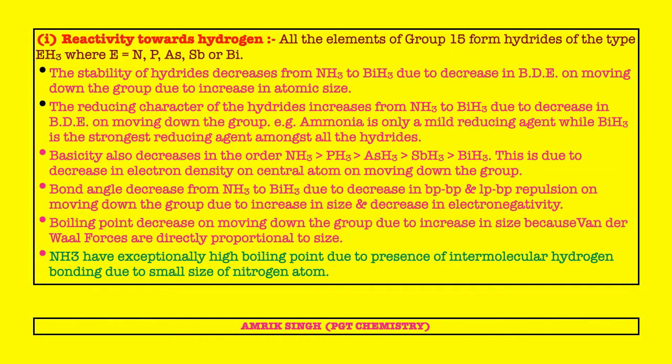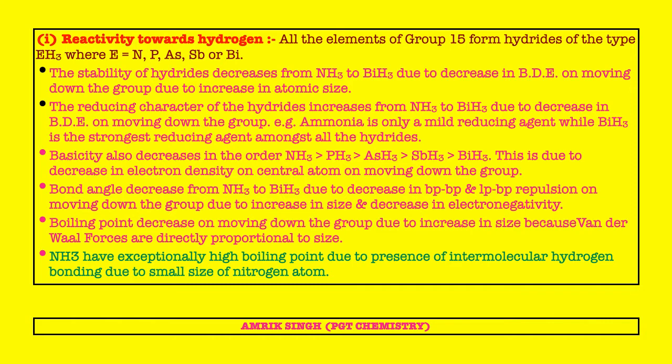Boiling point increases on moving down the group due to increase in size, because van der Waals forces are directly proportional to size. डाउन द ग्रुप जाते हैं बॉइलिंग पॉइंट बढ़ता है. क्यों बढ़ता है? क्योंकि डाउन द ग्रुप साइज बढ़ेगा. साइज बढ़ेगा तो एटॉमिक मास भी बढ़ेगा. तो एटॉमिक मास के बढ़ने से वैन डर वाल फोर्सेस बढ़ जाती हैं क्योंकि वैन डर वाल फोर्सेस आर डायरेक्टली प्रोपोर्शनल टू साइज. इस करके बॉइलिंग पॉइंट इंक्रीज हो जाता है.